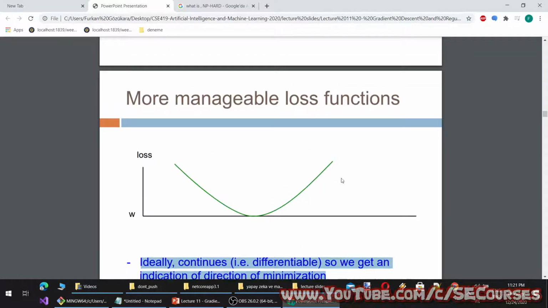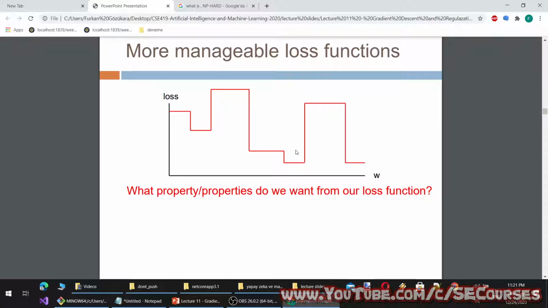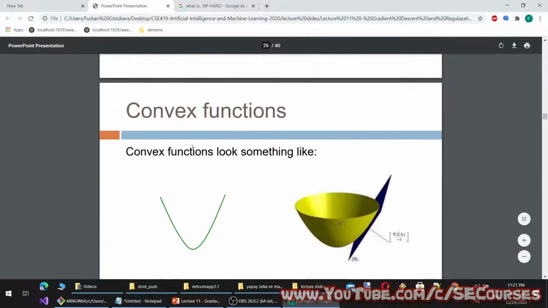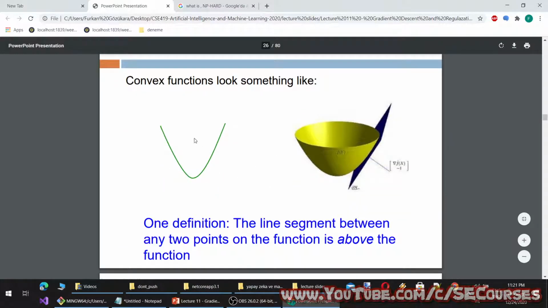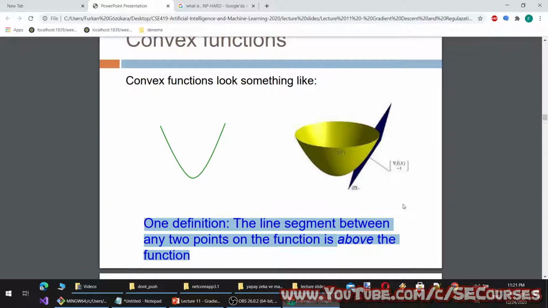So this is an ideal loss function because we know the direction of loss and we have only one local minimum. Here you see we have two local minima, like here and here, and this doesn't have one direction. It goes down, it goes up, it goes down, it goes up. So convex functions are what we want because they have a single minimum and we know the direction. One definition: the line segment between any two points on the function is above the function.